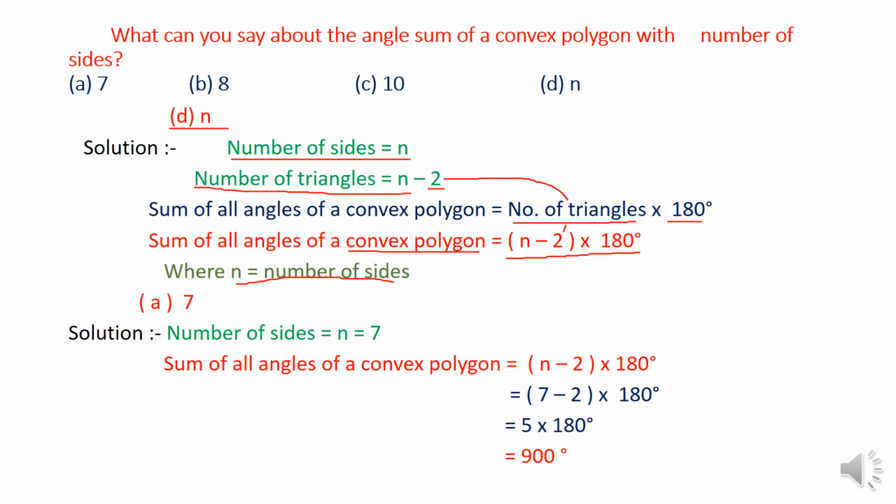Now let us see A, which is 7. Let us consider the first problem. Here the number of sides given is 7. So what will we do? For the sum of all angles of a convex polygon, first we write the formula: n minus 2 in the bracket multiplied by 180. Now n is 7, so we put it here. 7 minus 2 multiplied by 180. 7 minus 2 becomes 5, and 5 multiplied by 180. How much do you get as the answer? 900. And like this you have to solve the other two problems, problem B and problem C.